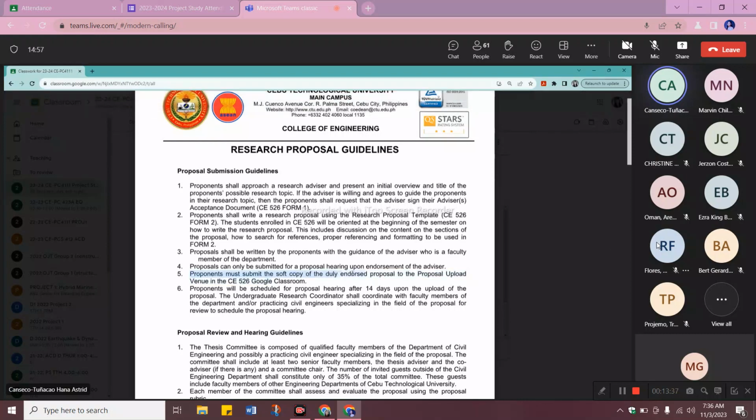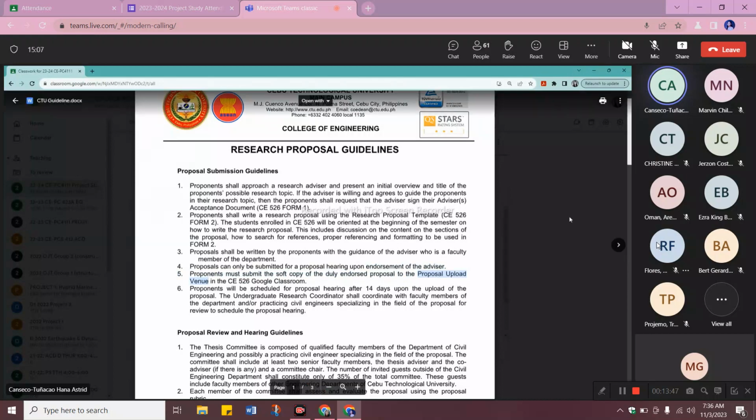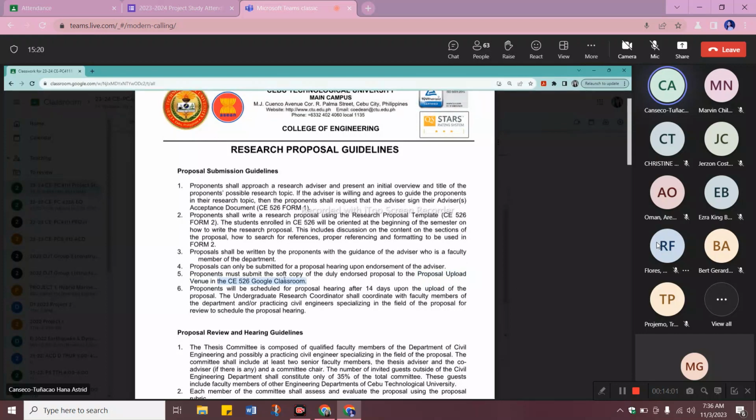Proponents must submit a soft copy of the duly endorsed proposal to the proposal upload venue. We will have an upload venue for your proposals to be uploaded. No, we'll also have a sheet for monitoring kinsa na ang naka-upload and kinsa na ang up for scheduling. Okay? And proponents will be scheduled for proposal hearing after only 14 days upon the upload of the proposal. So, dili mo ka kulit 14 days before, no, within 14 days.